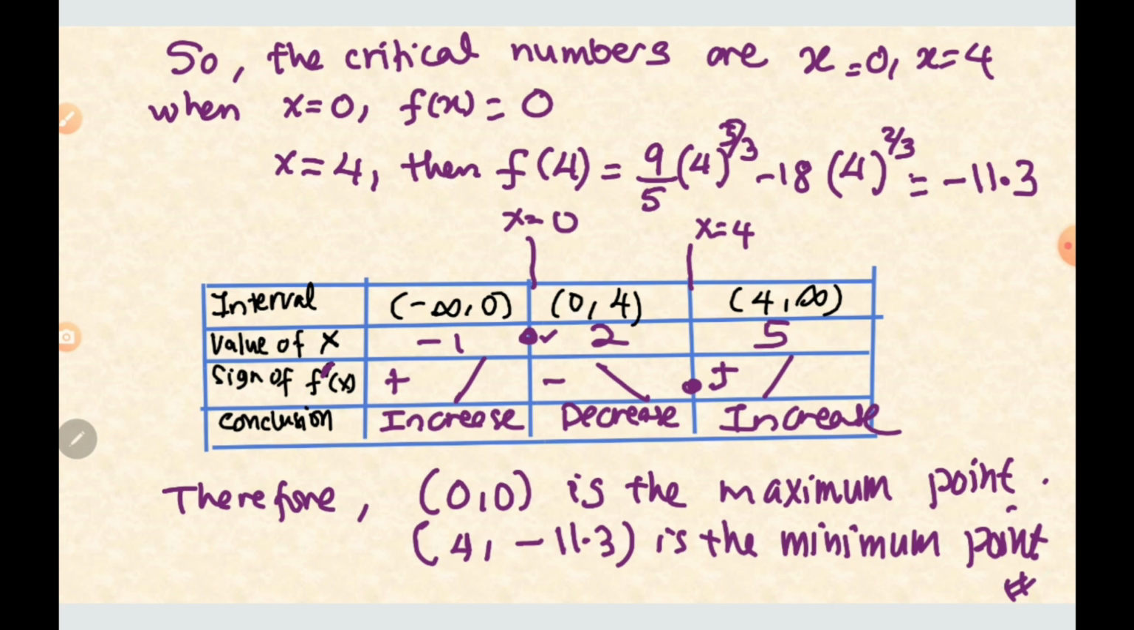So take a look at the question, right? The question asks find the relative extremum. So now our conclusion is 0, 0 is the maximum point or maximum relative, and 4, negative 11.3 is the minimum point or minimum relative. Thank you.